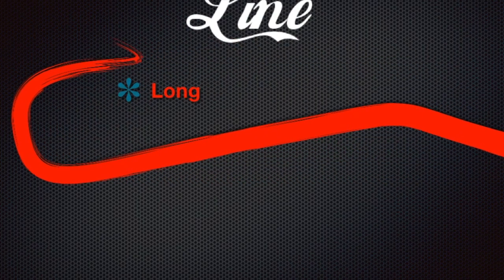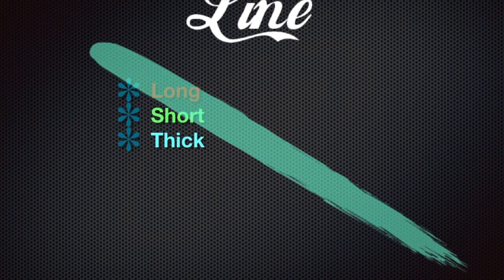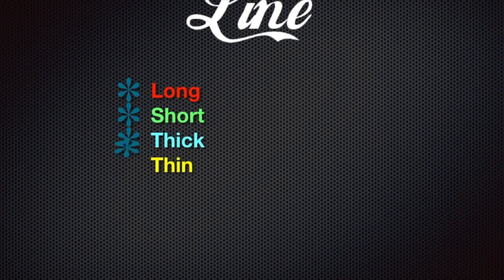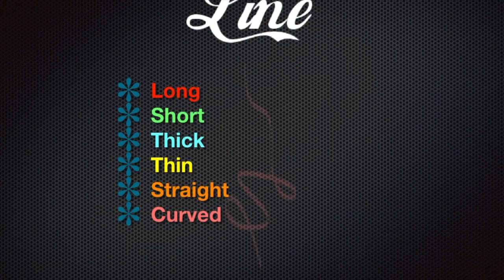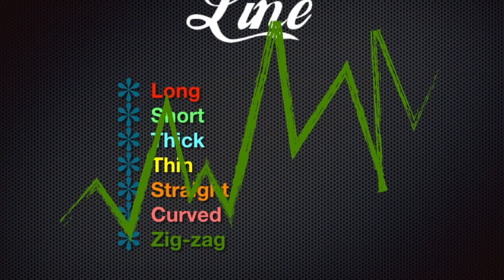Today we're going to learn about different types of line. Lines can be long, short. Lines can be thick, thin. A line might be straight, curved. A line could be zigzag.